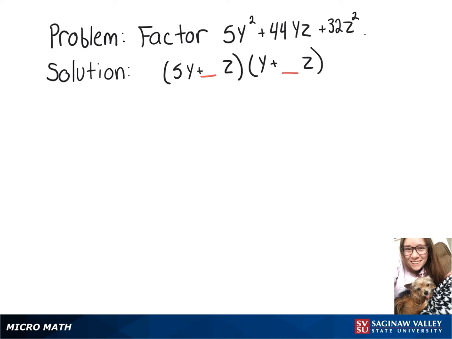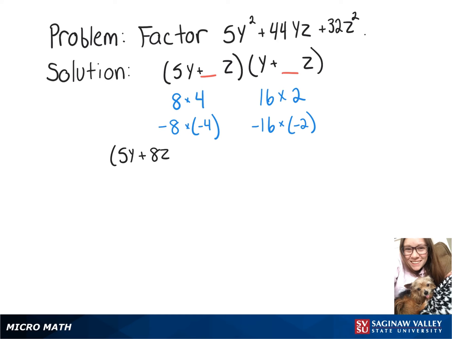Now we want to think of factors of 32. So we could have 8 times 4, negative 8 times negative 4, 16 times 2, or negative 16 times negative 2. So now we're going to fill in our blanks with those numbers and test them out and see if we get what we started with.